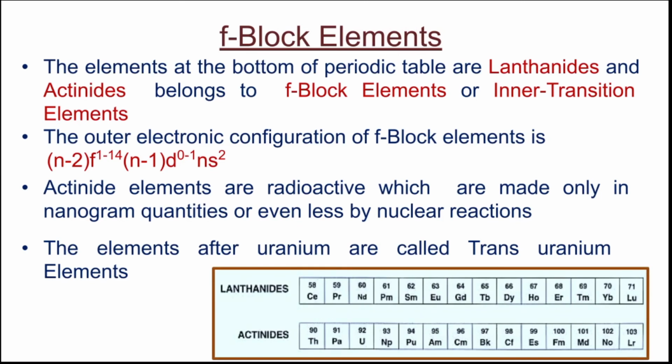You can see in the figure lanthanides and actinides. This actually starts with lanthanum. Lanthanum is actually in the d block only, lanthanum and actinium. But lanthanides include lanthanum to lutetium, and actinides start from actinium to lawrencium.